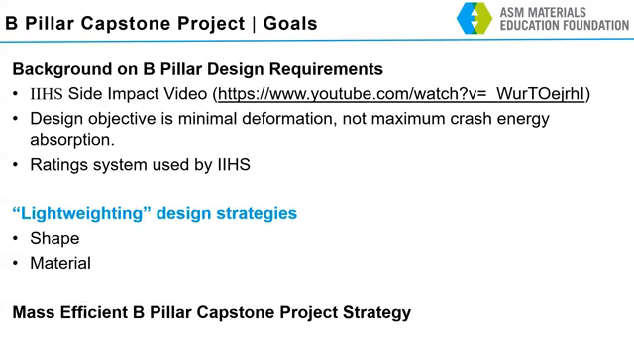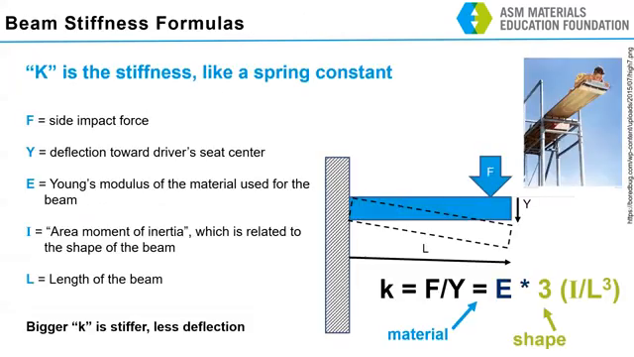Okay, let's get into a little bit of math. We're going to talk about the equations that engineers use to minimize weight and design something that's stiffness limited. In other words, a B-pillar that doesn't come crushing in on you. So we have equations that describe the stiffness of a beam. If you teach physics, you're familiar with the concept of a spring constant. So we're using that same idea.